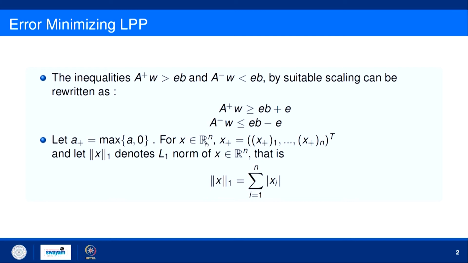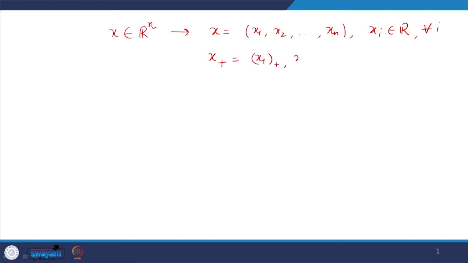Now if x is in Rn, what do we mean by x plus? Here x is equal to x1, x2 up to xn, such that each xi belongs to R. When I say x plus, it means x1 plus, x2 plus, up to xn plus, where x1 plus means the maximum of x1 or 0.